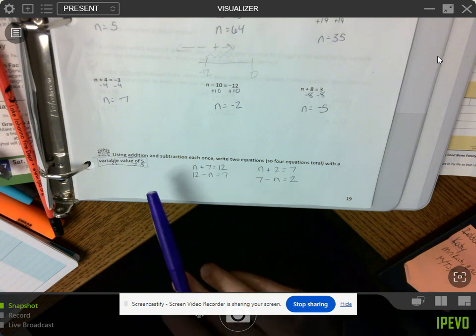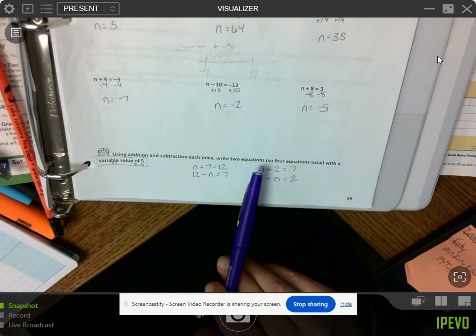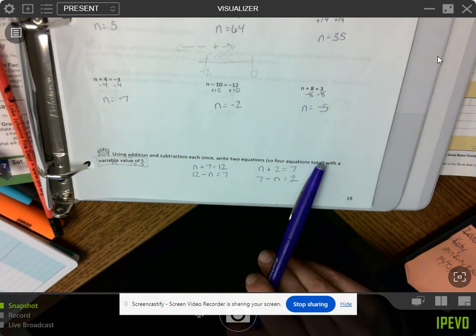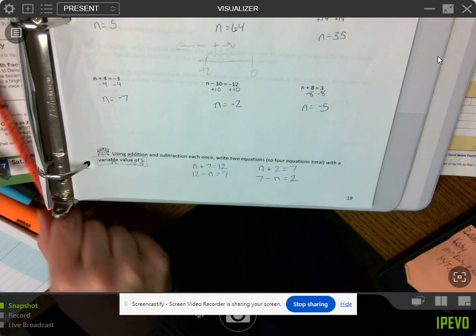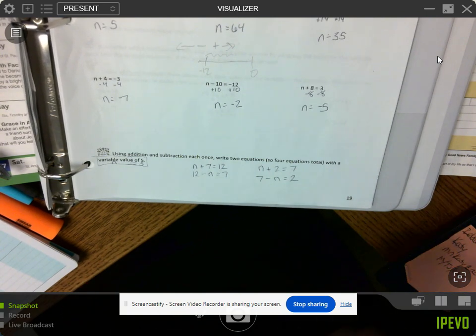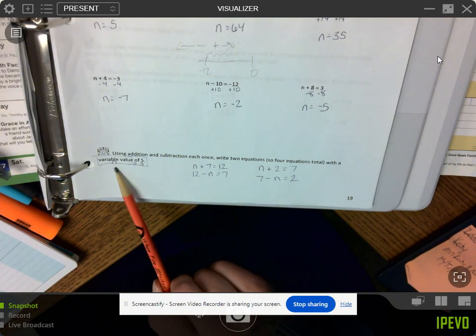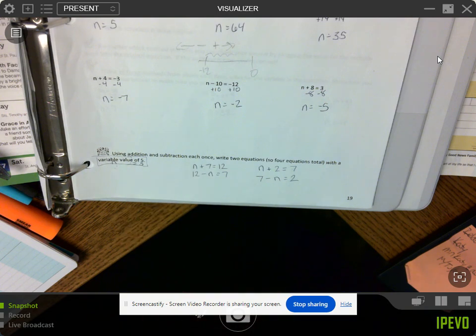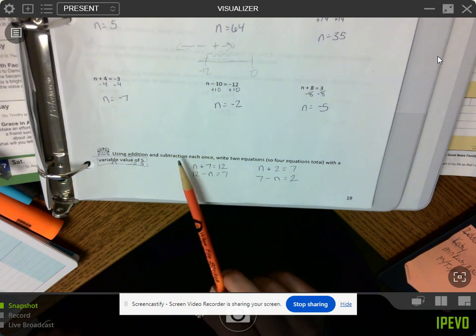On the bottom, using addition and subtraction, each once write 2 equations, so 4 equations total, with a variable value of 5. So I should see 4 equations. So when it comes time to take the test, you need to pay attention because you're going to have to come up with stuff on the test. So if it says the variable value equals 5, I put n equals 5. So I'm going to put n in my equation, and I know that n would be 5. We needed to use addition and subtraction.